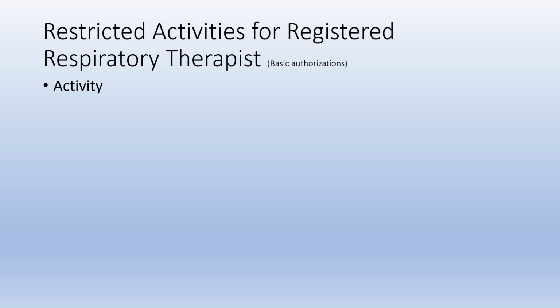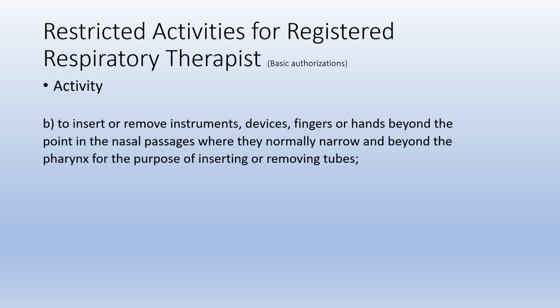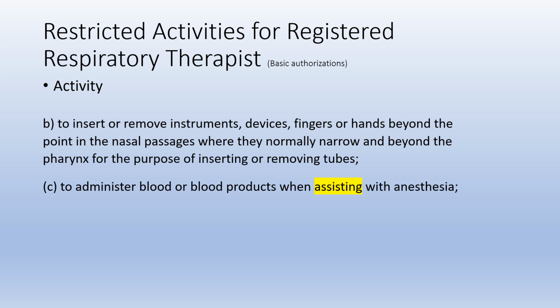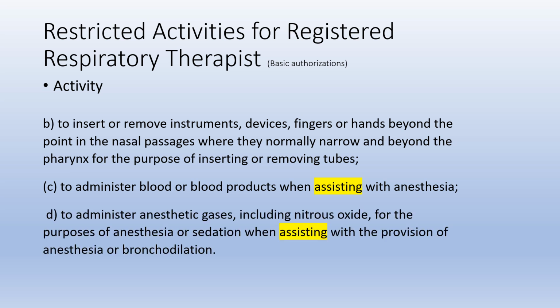Okay, we continue with the basic authorizations. B is to insert or remove instruments, devices, fingers, or hands beyond the point in the nasal passages where they normally narrow and beyond the pharynx for the purpose of inserting or removing tubes. C is to administer blood or blood products when assisting with anesthesia. D is to administer anesthetic gases, including nitrous oxide, for the purposes of anesthesia or sedation when assisting with the provision of anesthesia or bronchodilation.